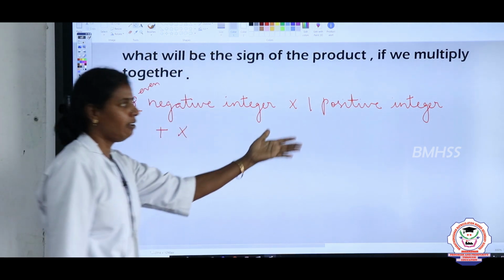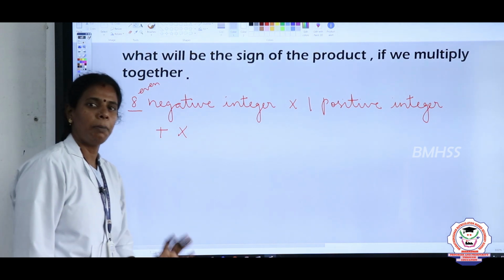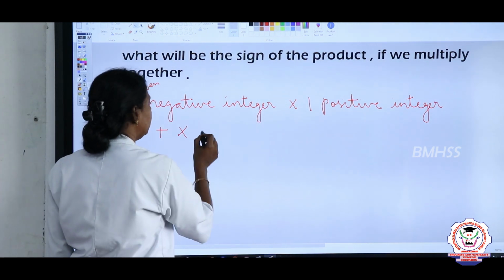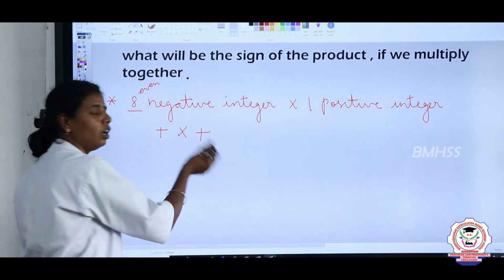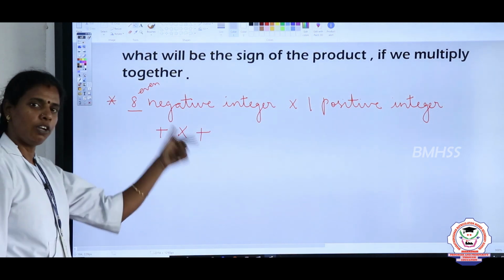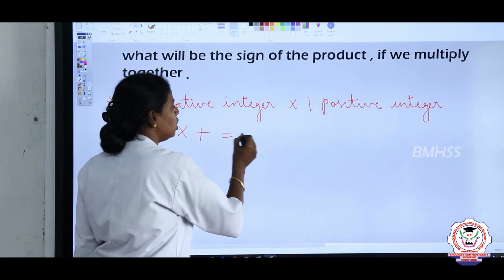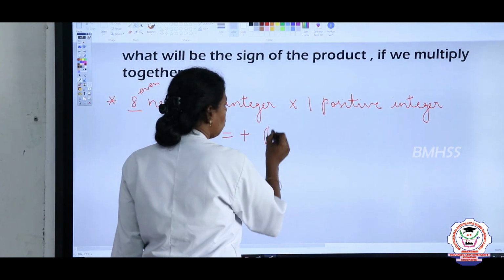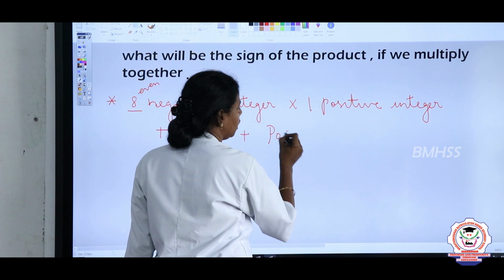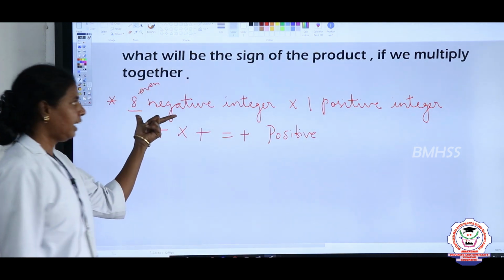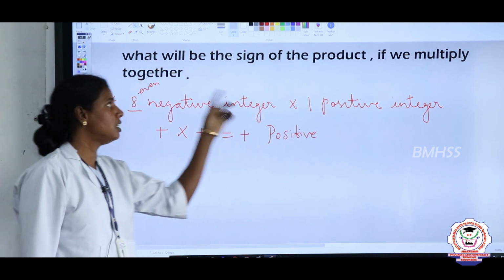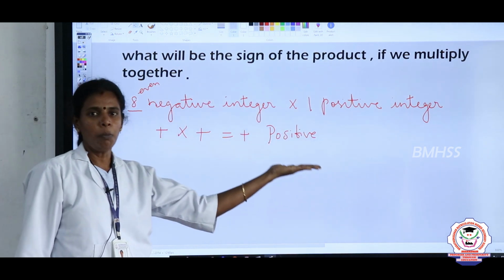The positive integer may be an even number or an odd number. The product will be positive. So one positive will give positive. So positive into positive, both are the same sign. Positive into positive is positive. So the answer is positive. The product of 8 negative integers and 1 positive integer will be positive.